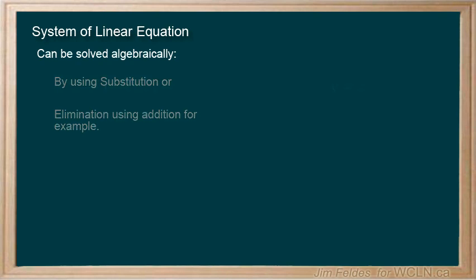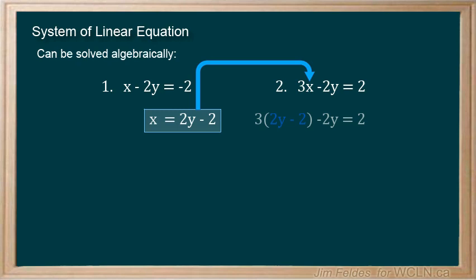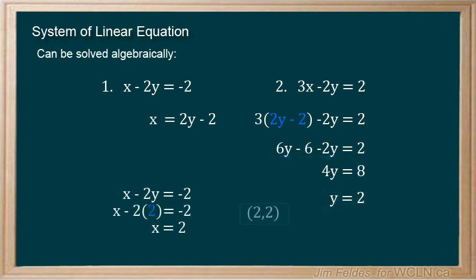Here's an example of substitution. Isolate the x for one of the equations and substitute that value in the other equation to leave only the y. To simplify to solve for y, we get y is equal to 2. Now substitute 2 in for the y in one of the equations, and we get x is equal to 2. So our solution is the point (2, 2).